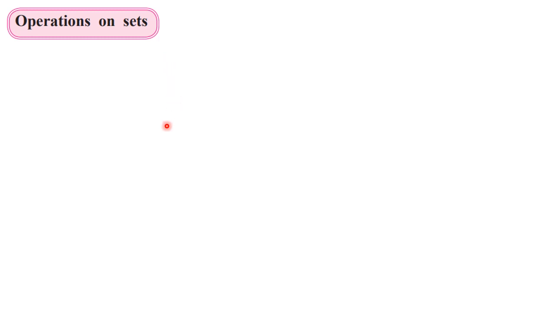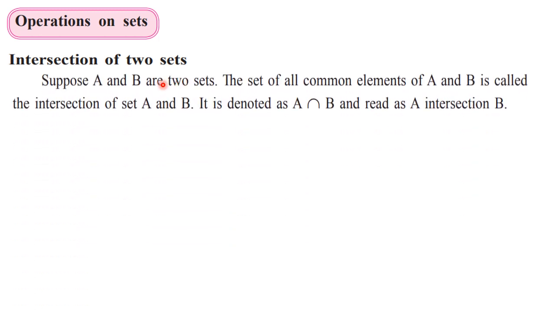So now here we are going to study two operations. First is intersection of sets and second is union of sets. Okay, so let us start with the first one, that is intersection of two sets. Now first let us see the definition. Let's suppose we have two sets A and B. Then the set of all the common elements from A and B is called the intersection of sets A and B.